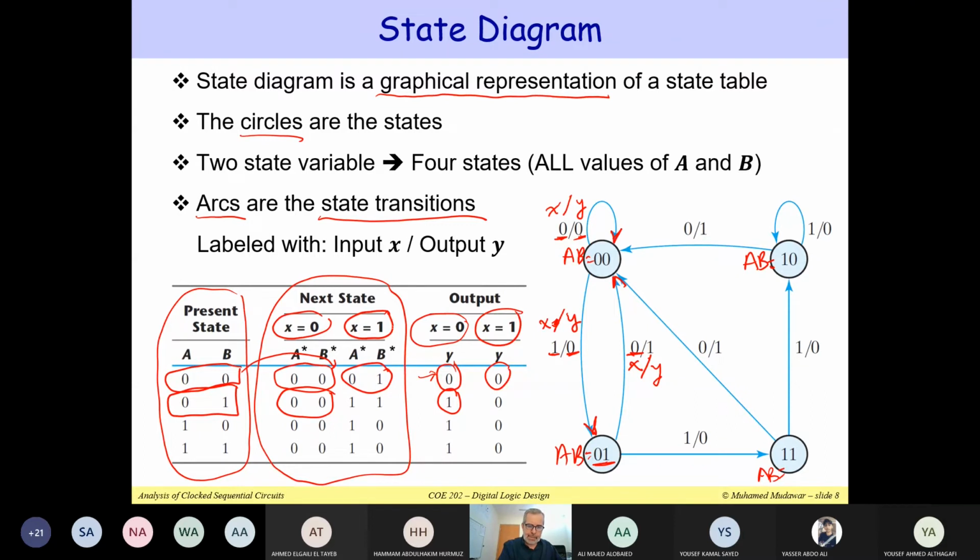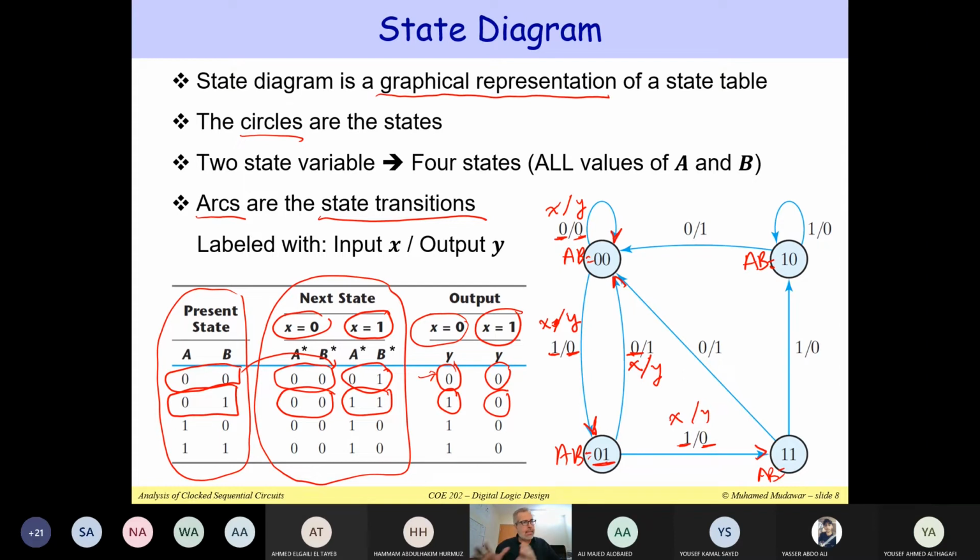And if the input X is equal to 1, then the next state will be 1, 1. So this is X here equal to 1. The next state will be 1, 1, and the output will be 0. Notice that this is slash, the output Y is 0. So this is the input X equal to 1, and then the output Y equal to 0.